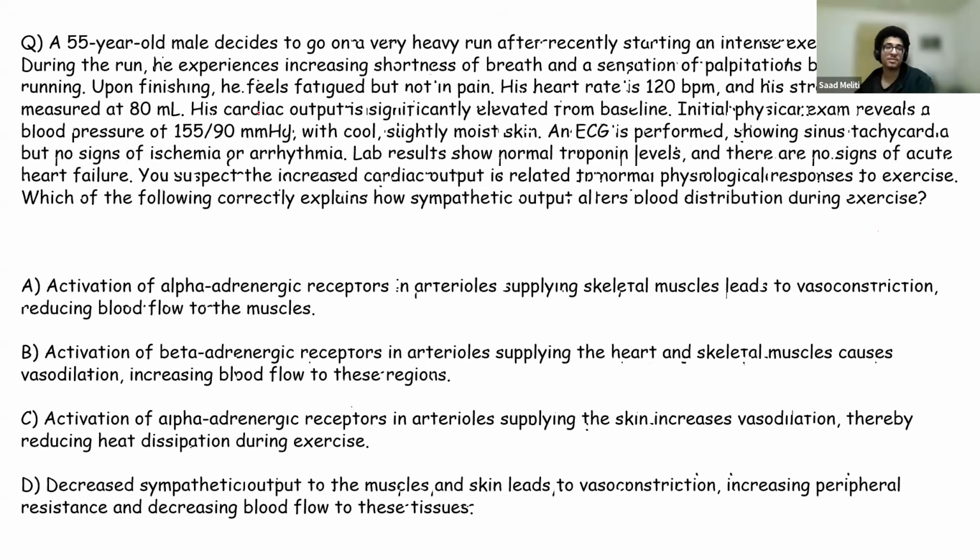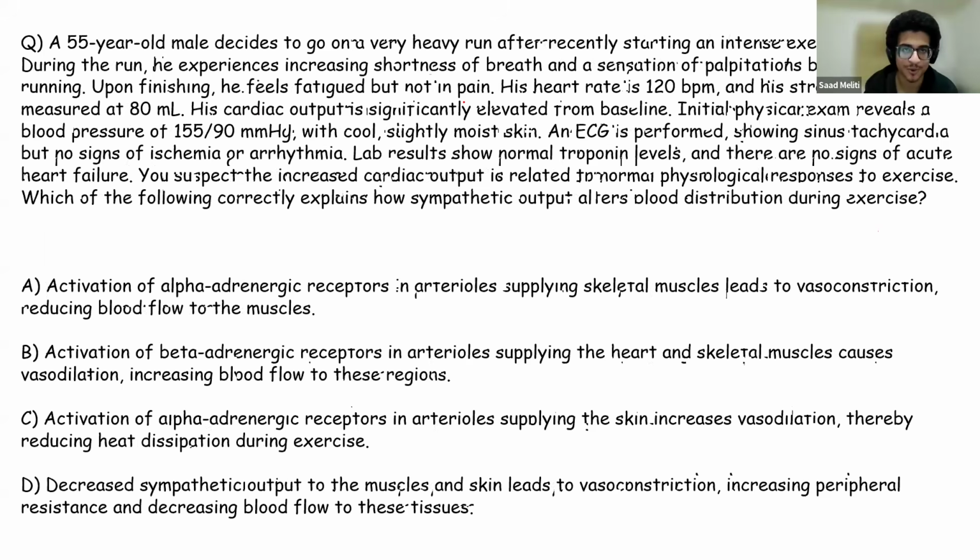His cardiac output is significantly elevated from baseline. Initial physical exam reveals a blood pressure of 155 over 90 millimeters mercury, with cool, slightly moist skin. An ECG is performed, showing sinus tachycardia, but no signs of ischemia or arrhythmia. Lab results show normal troponin levels, and there are no signs of acute heart failure. You suspect the increased cardiac output is related to normal physiological response to exercise. Which of the following correctly explains how sympathetic output alters blood distribution during exercise?